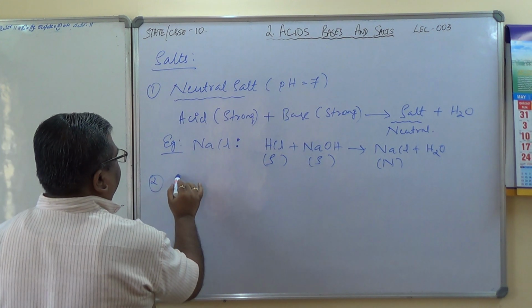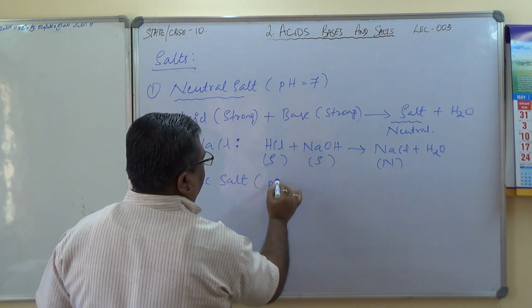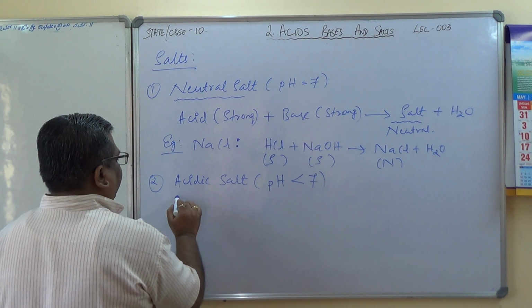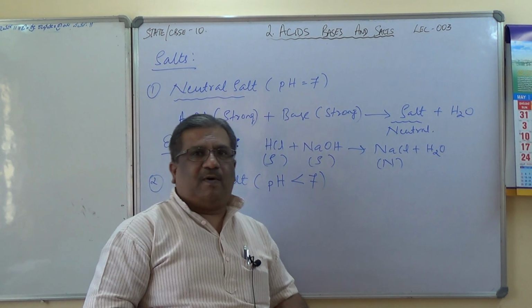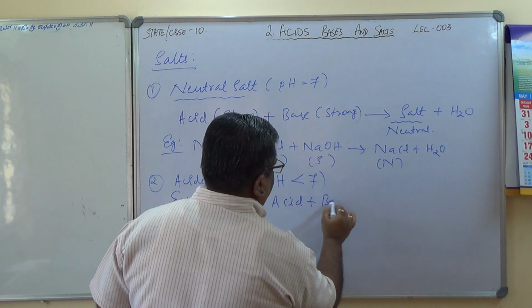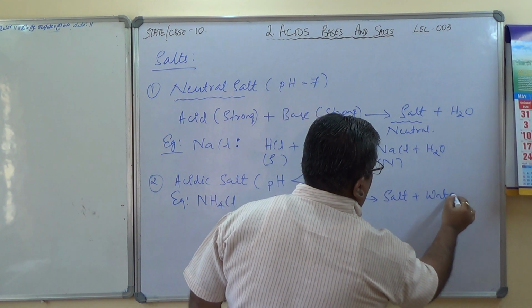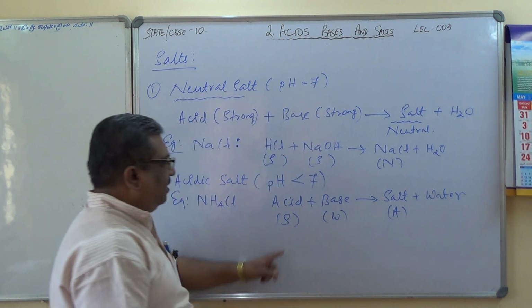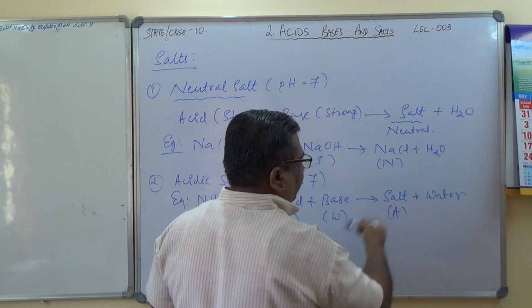Second one, acidic salt. For acidic salt, the pH is less than 7. Because it is less than 7, it indicates these are acidic salts. Example I will give you first: ammonium chloride, NH4Cl. What is an acid salt? Acidic salt is the one which is formed by a strong acid and a weak base. How is it formed? Acid plus base gives you salt plus water. Here strong acid, weak base gives you acidic salt. You are able to understand, this is called acid salt or acidic salt.